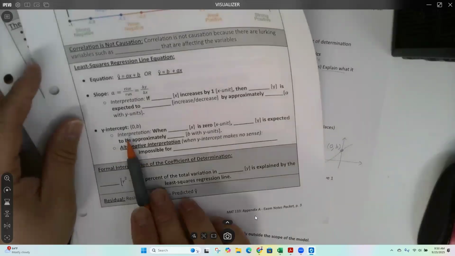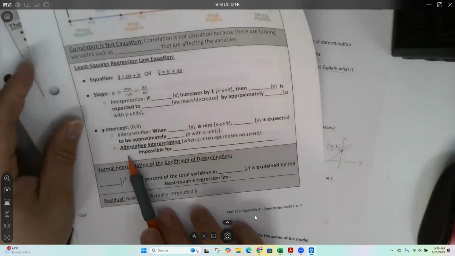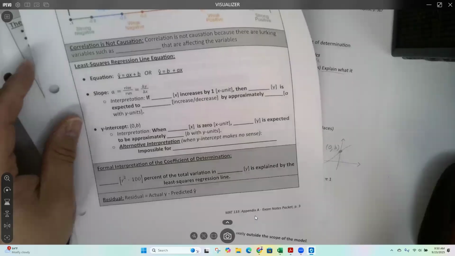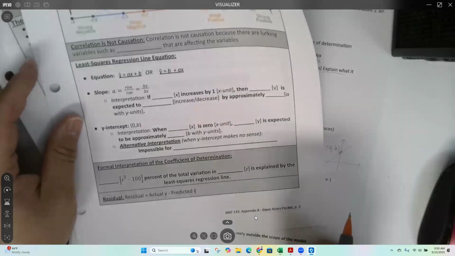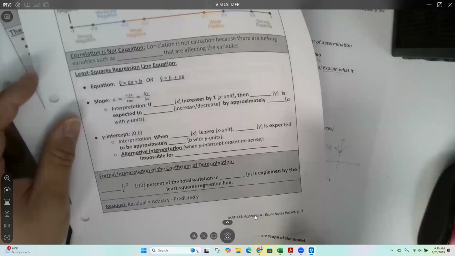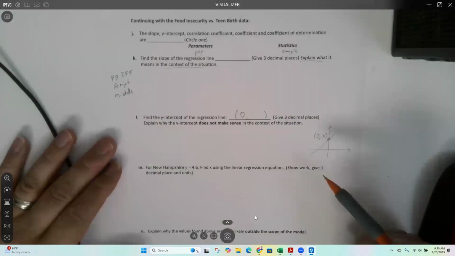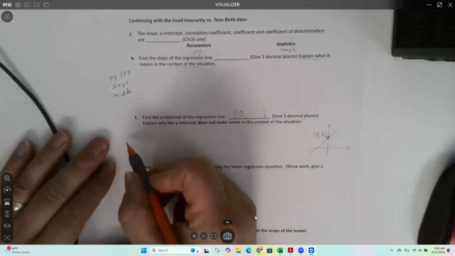All that said, so the y-intercept, there's two interpretations. One is if it does make sense, and one if it doesn't. If it doesn't, you just say impossible for this to happen, okay? So it's impossible for a person to be 0 inches tall, right? So anyway, there's two scripts there.